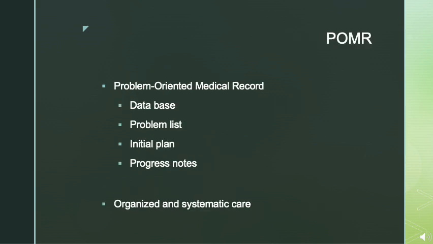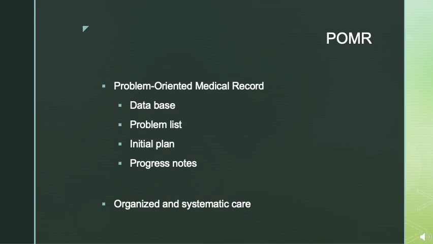The problem-oriented medical record, or POMR, is a structured and systematic approach to documentation. It organizes patient information based on identified problems. It includes 4 main components. First, database. This contains initial patient information, including history, examination findings, and baseline data. Provides the foundation for identifying problems.